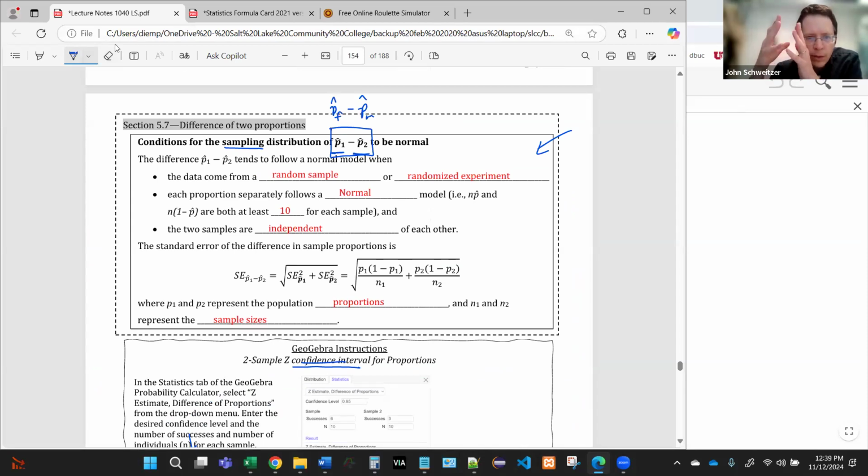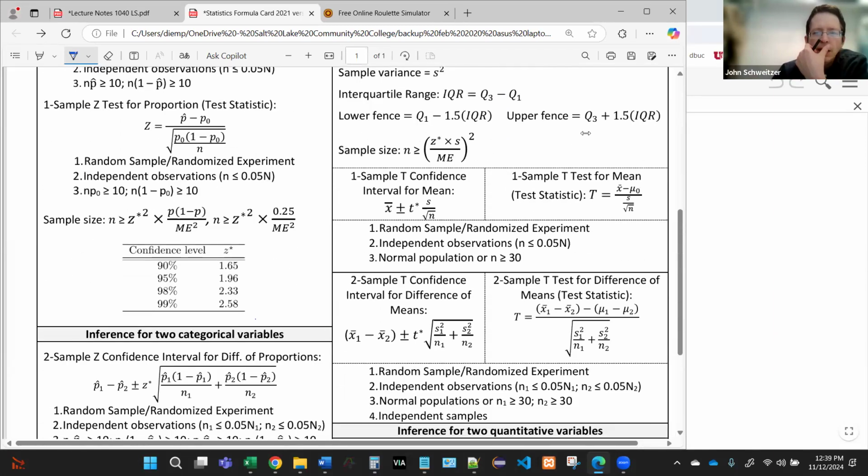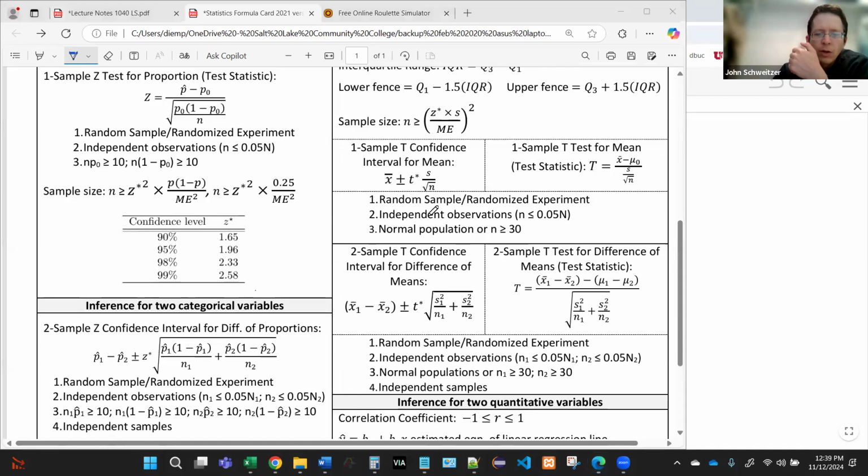So this all works if pf hat minus pm hat, or p1 hat minus p2 hat, is normally distributed. So how does that happen? Well, there are requirements, and they're going to sound pretty familiar to you. They're the same requirements we've seen over and over again, maybe a little different because of the structure of the data, but I don't think there's anything here that will surprise you.